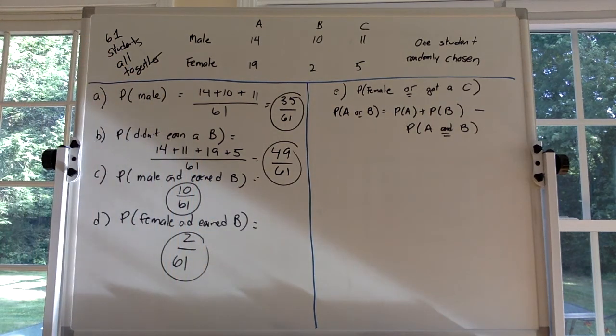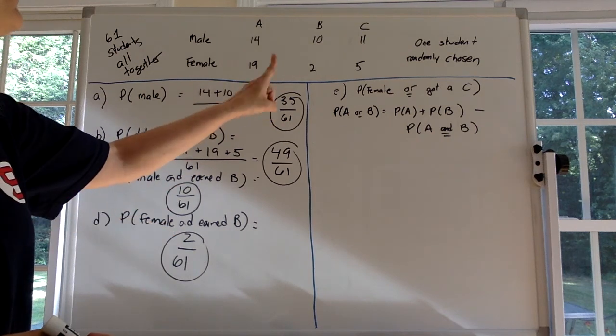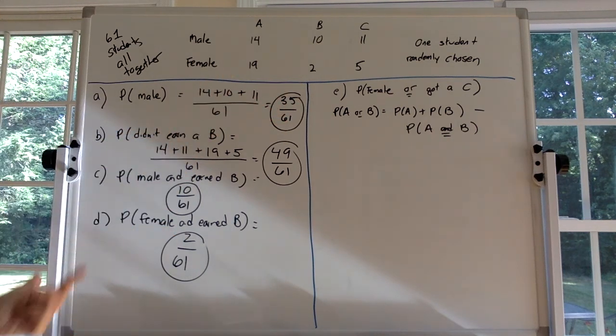All right. Okay, now we get to part E. Part E is a little bit more complicated. If you notice, there's a word "or" in there. It doesn't say "and" like these did. It says female or earned a C. So there's a formula associated with when you see the word "or" in there.